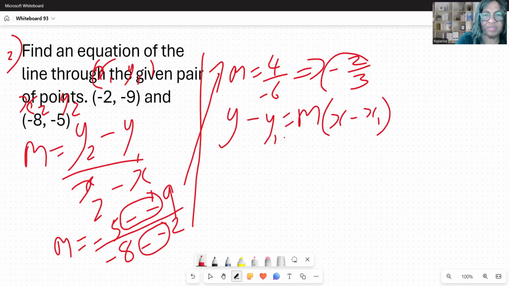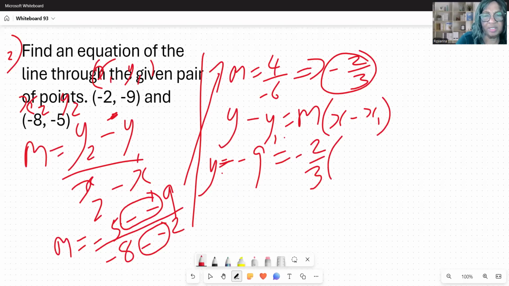But you already have the slope. So you can now use x1, y1 right from here. So I just have y minus, and the y1 is -9, equals the slope -2/3 times x minus x1. And what is that x1? -2. So that is -2 here.